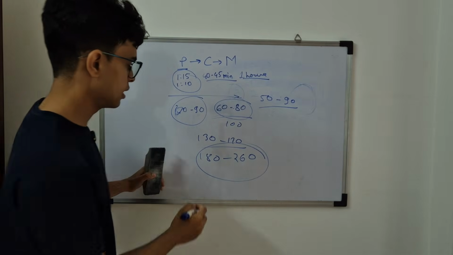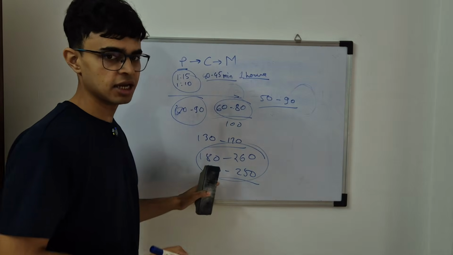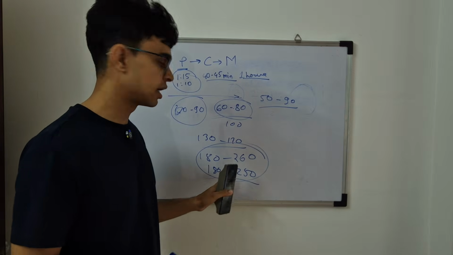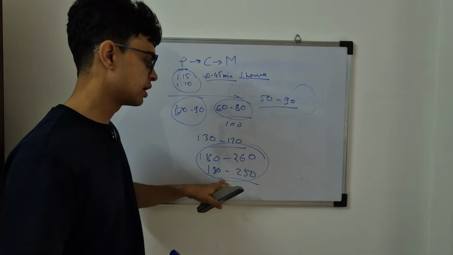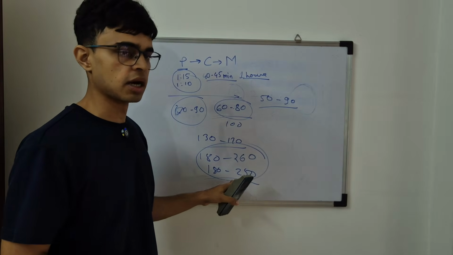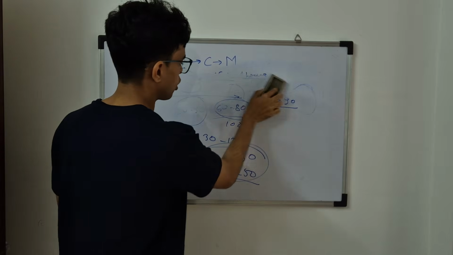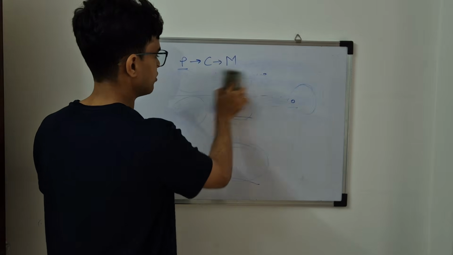I roughly ended up getting around 180 to 250 marks on each and every paper that I attempted, and that's why I think, okay, this strategy works for me, because whatever I have predicted, I'm getting around that marks only. And that's why this strategy worked for me. Now I'll tell you the pros and cons of this particular strategy, and we'll dive deeper into it.